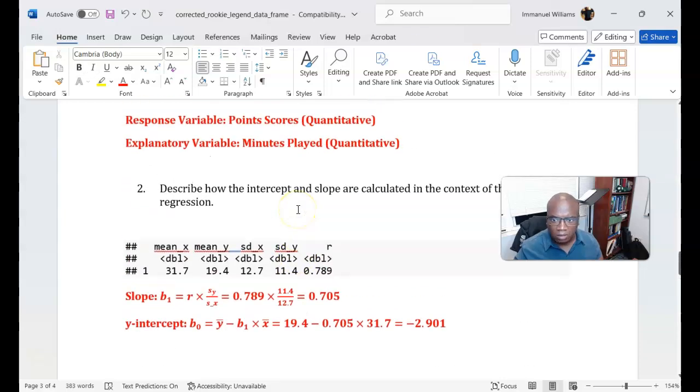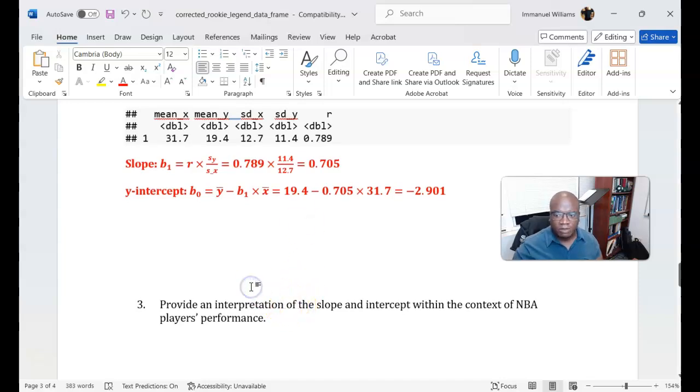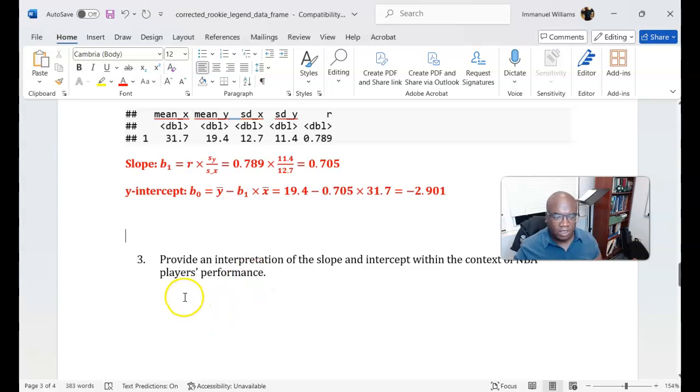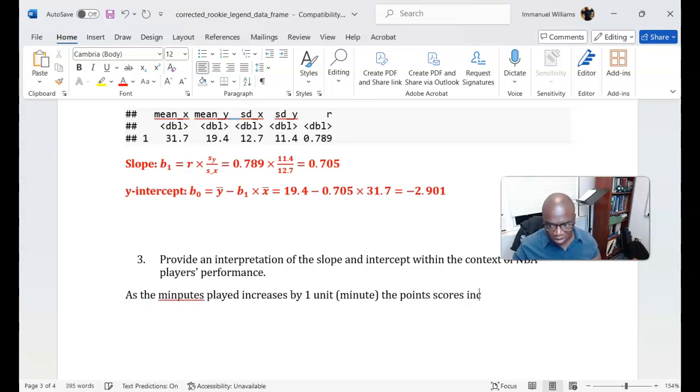All right, so that's that. Then from there, it says provide an interpretation of the y-intercept and slope. So let's do the slope first. How we would do this is say, as the explanatory variable, minutes played, increases, it's always going to increase by 1 unit, so you can say 1 minute in this context, the points scored increases, and it's increasing because the slope is positive, increases by 0.705, on average. Remember this, don't get caught up: on average. Which makes sense.